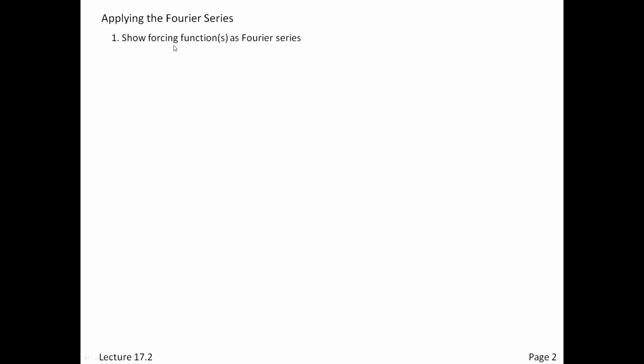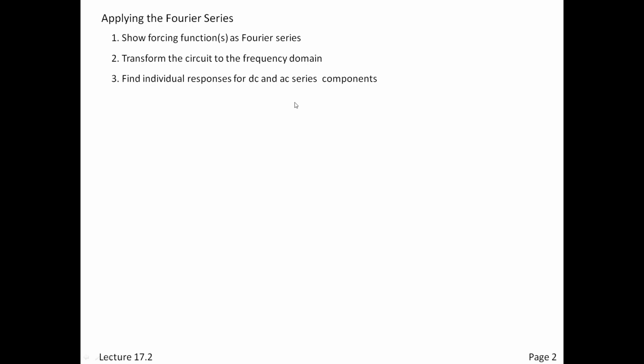So you may have multiple sources, right? Show those sources, the forcing functions, as Fourier series. All right. Then transform the circuit to the frequency domain, right? We know about that. Find individual responses for the DC and the AC series components, right?